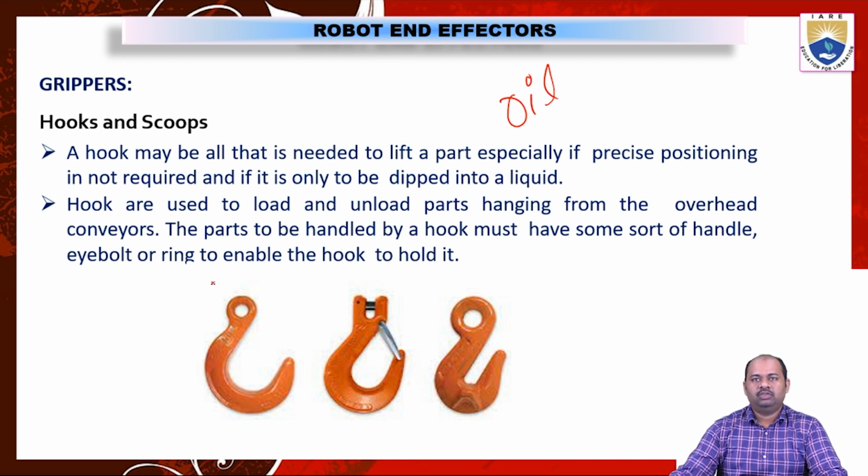The parts to be handled by a hook must have some sort of handle, eye bolt or ring to enable the hook to hold it. So if we want to use this hook to lift a mechanical part, we should have some kind of handle.